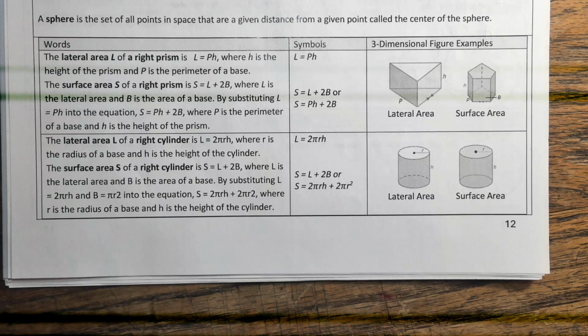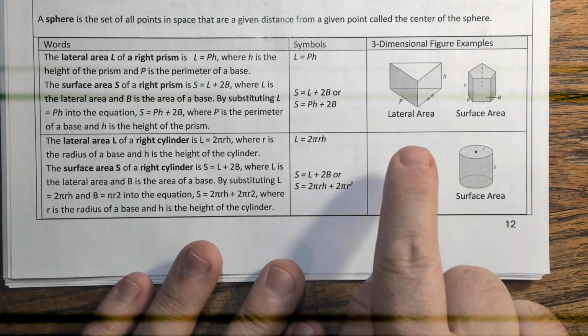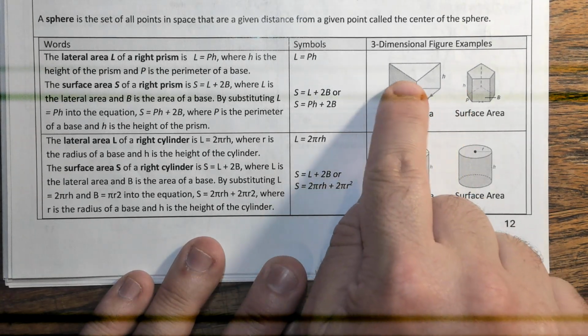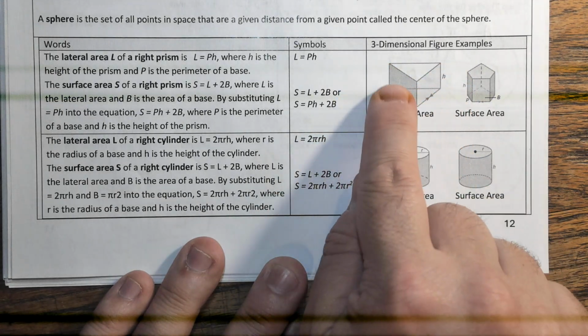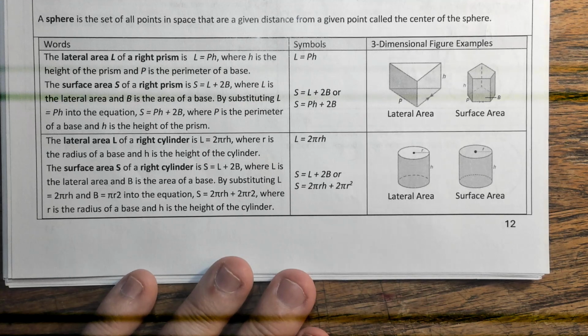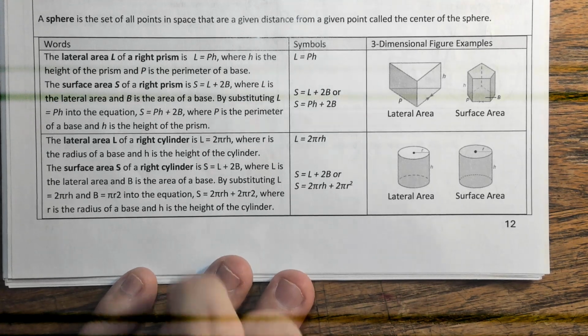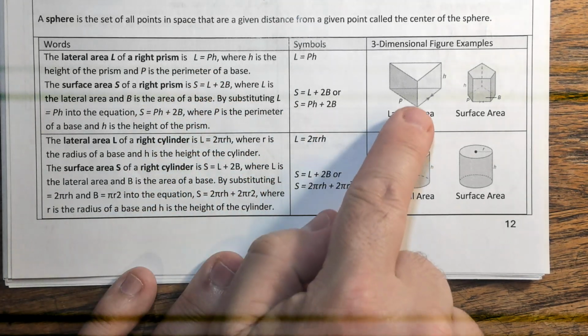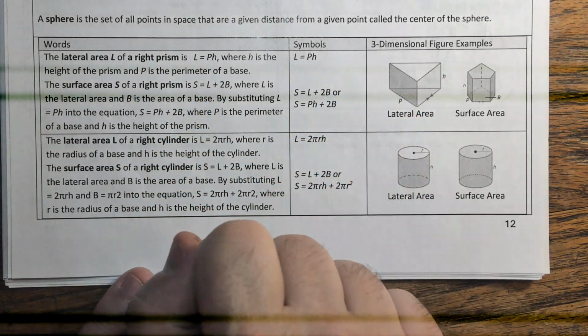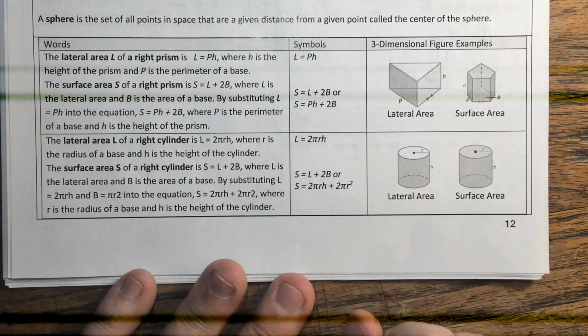The lateral area L of a right prism is L equals PH, where H is the height and P is the perimeter of the base. So we figure the perimeter, and then it's the height, because we only want to cover the shaded area. The surface area is going to be S equals L, our lateral area, plus 2 times the base, because there's a base on the bottom and a base on the top, and we want to cover it all like in this picture.